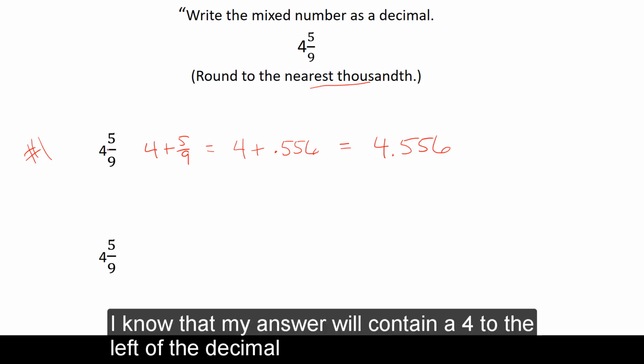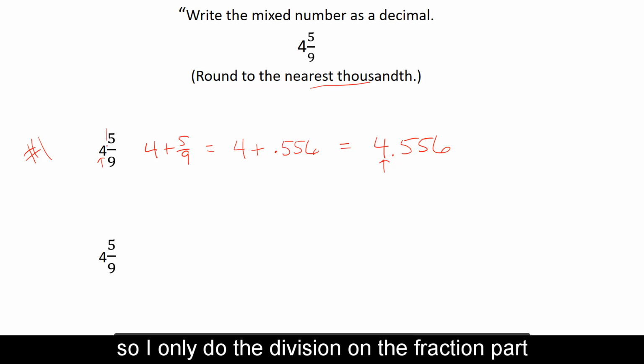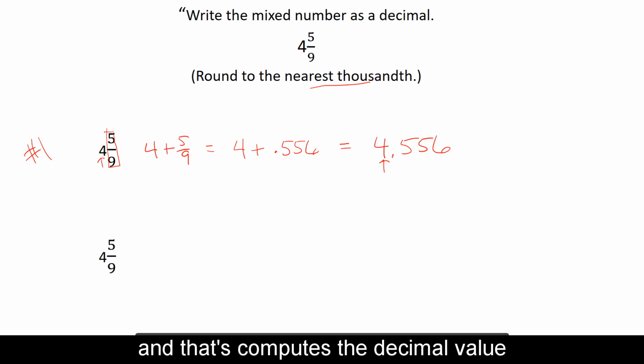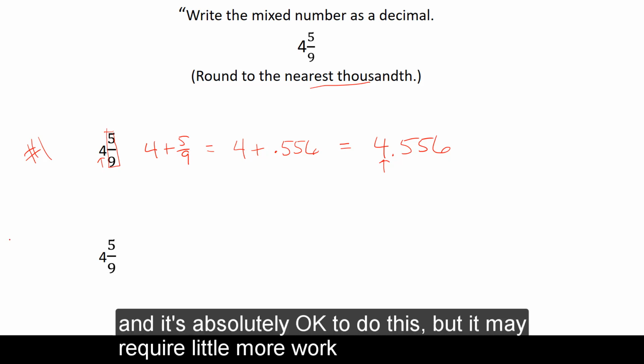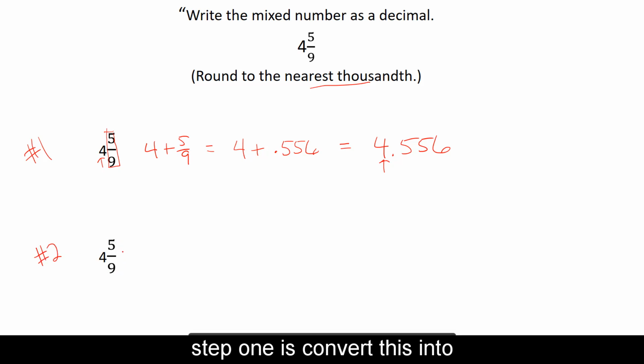So what I've done basically is I know that my answer will contain a 4 to the left of the decimal, and then I only do the division on the fraction part, and that's what is the decimal value. Method number 2, and it's absolutely okay to do this, it just may require a little bit more work, is step 1: you can go ahead and convert this into an improper fraction. So let's do that. 9 times 4 is 36, plus 5 is 41.